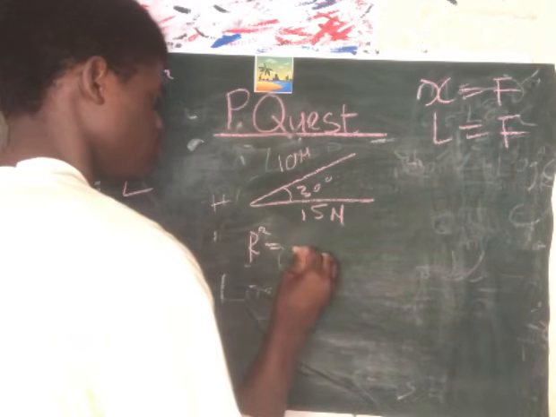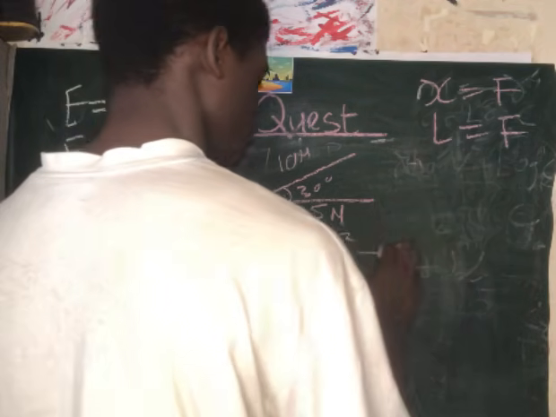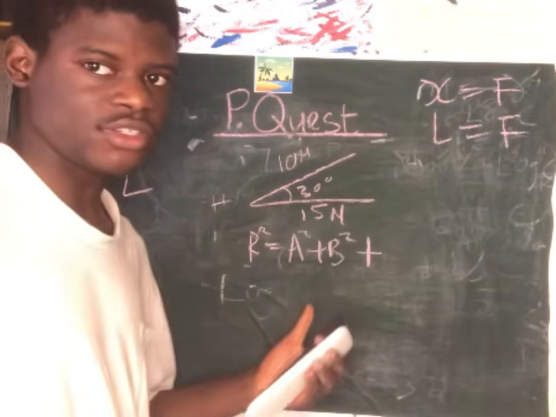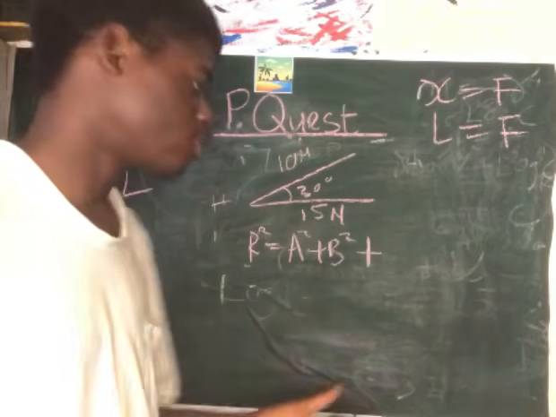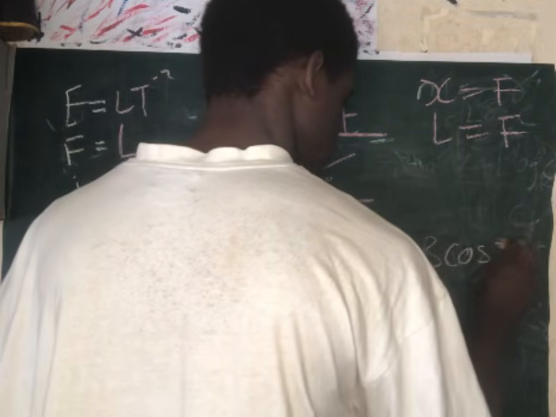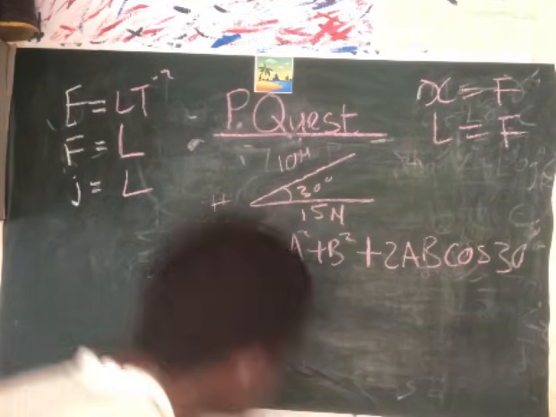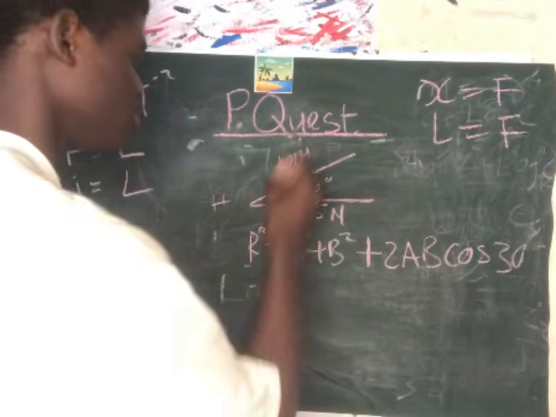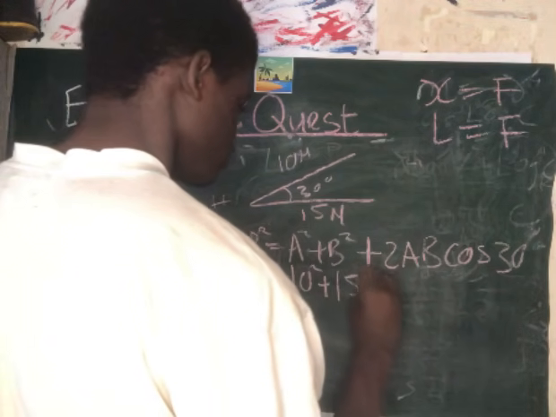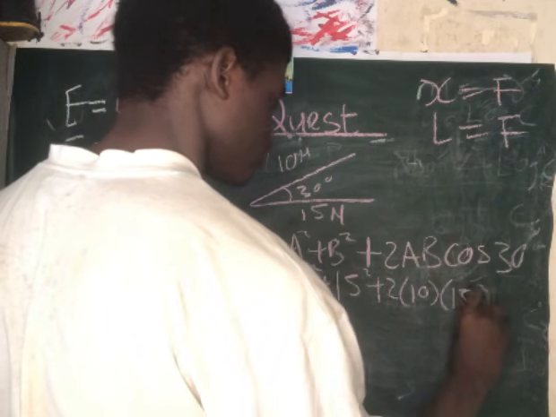R squared is equal to a squared plus b squared. You can use plus because the angle is between the two vectors. I've explained this in a video I made on the geometrical method. Plus 2ab cos 30 degrees. So if you plug in the values, that will be 10 squared plus 15 squared plus 2 bracket 10 bracket 15 cos 30.